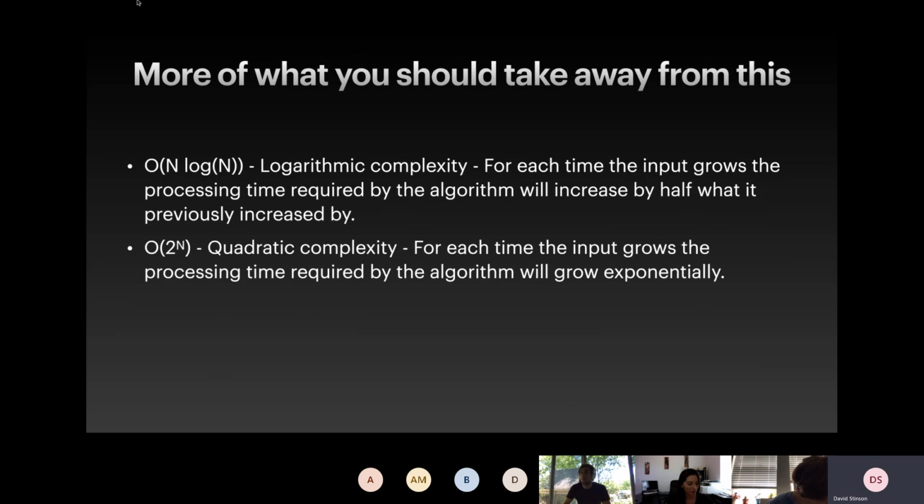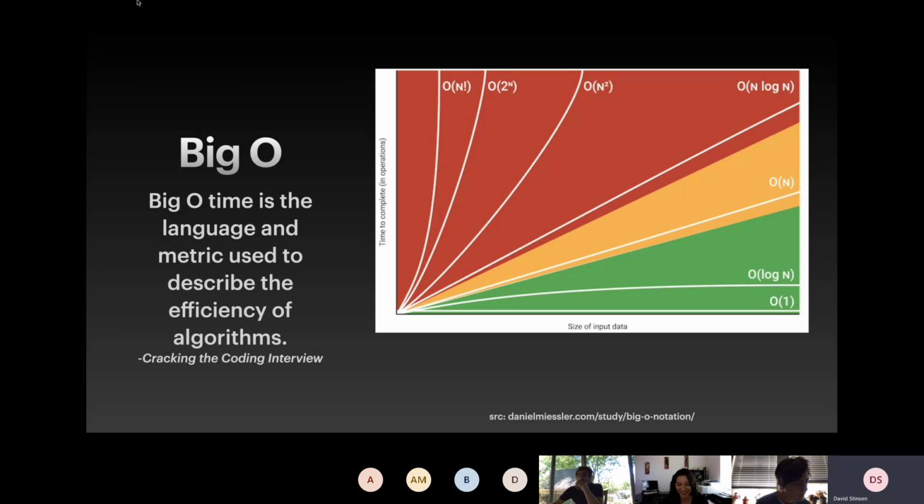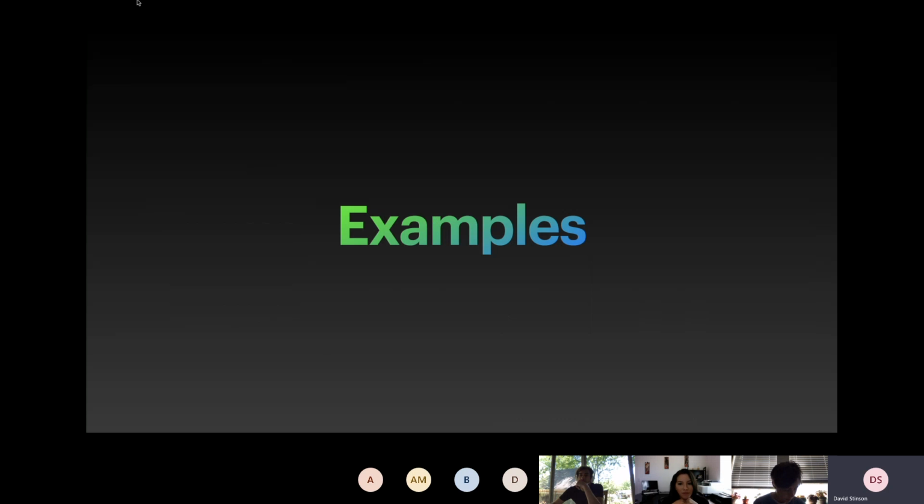Next, we also covered the last two of our complexities. Those are not named right on here. Sorry about that. So we've got n log n complexity. The descriptions aren't on this either. We'll skip this slide. Sorry about that. That was Big O. Big O is the time, language, and metric used to describe the efficiency of algorithms. Here's this chart. This chart is gold. Okay, let's go through some quick examples.